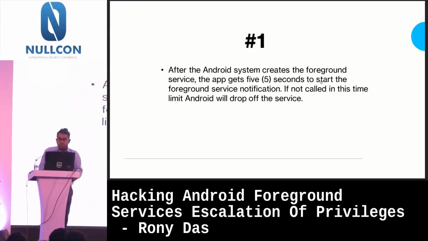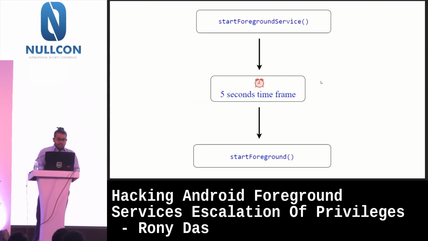After the Android system creates a foreground service, the app gets exactly 5 seconds to start the foreground notification service. If you don't start your foreground notification service within that time frame, the Android OS closes your service. It just kills your service.